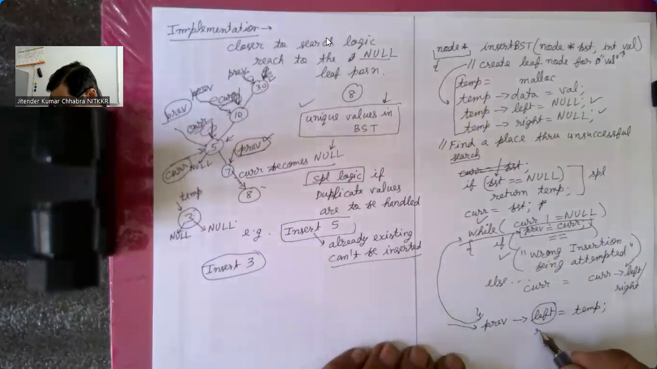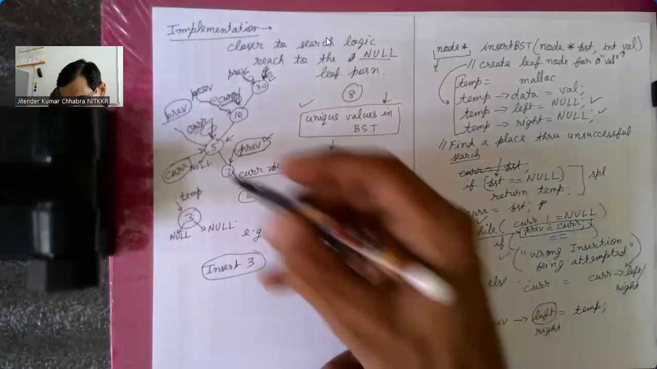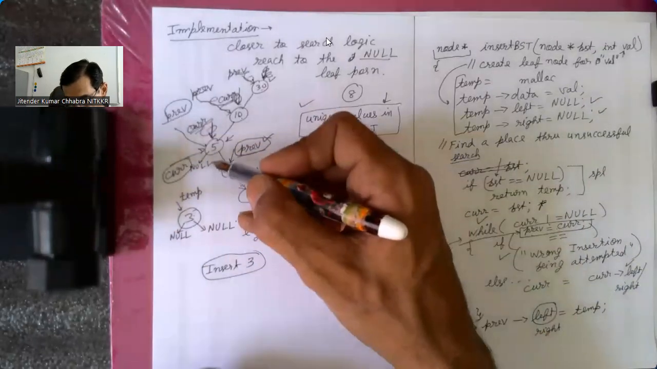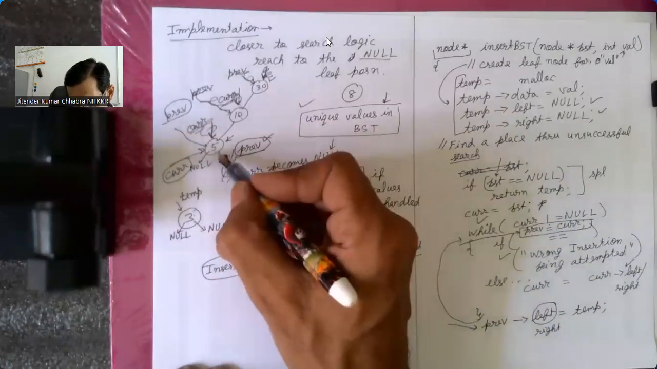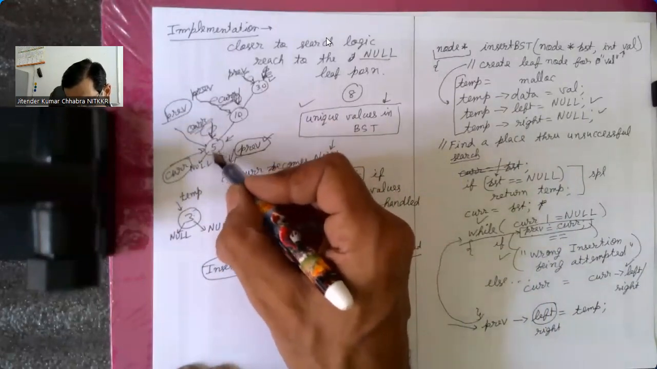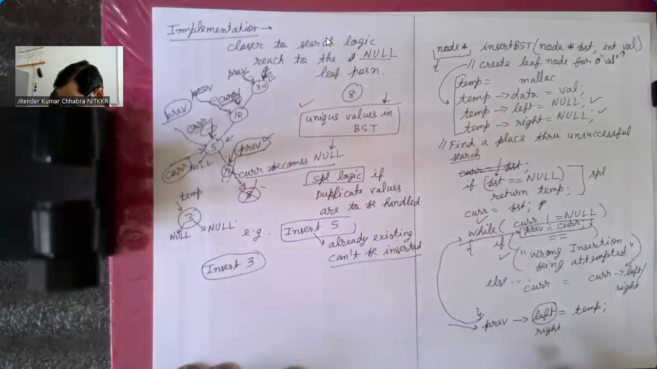It could be right also, because maybe I was inserting somewhere, let's say 5 has something, and say this node didn't exist, I wanted to insert 6. Still, it could be the same situation. So which side should I link?